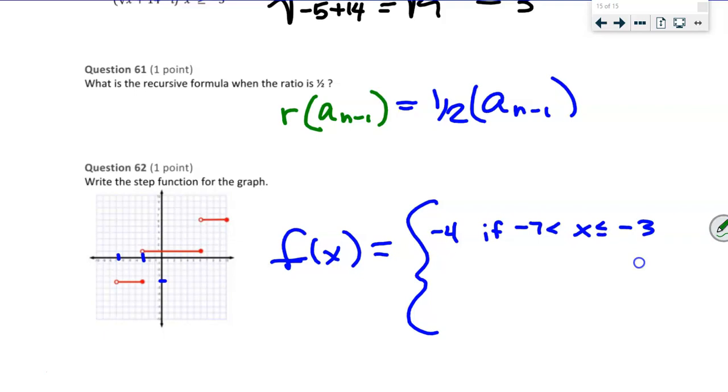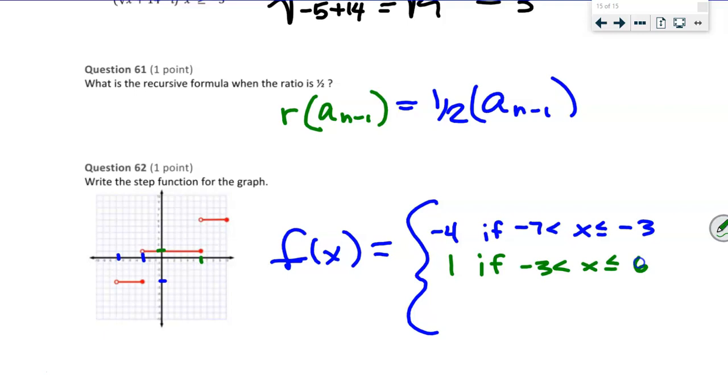Our next one is up here. And this one is at 1. And this one is if, and again, that was at -3. And this one over here is at 6. So again, our left one is an open dot, and the right one is a closed dot, so it's going to have the equal sign under it.